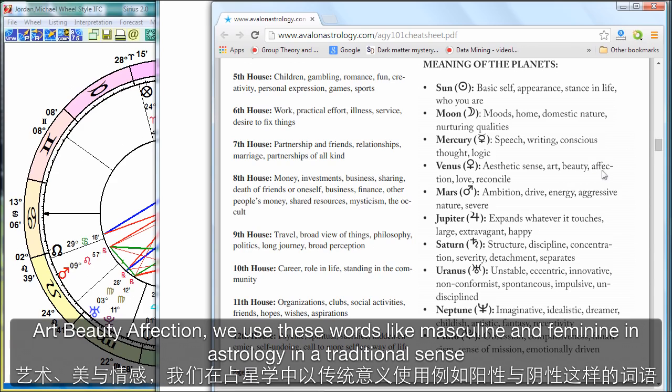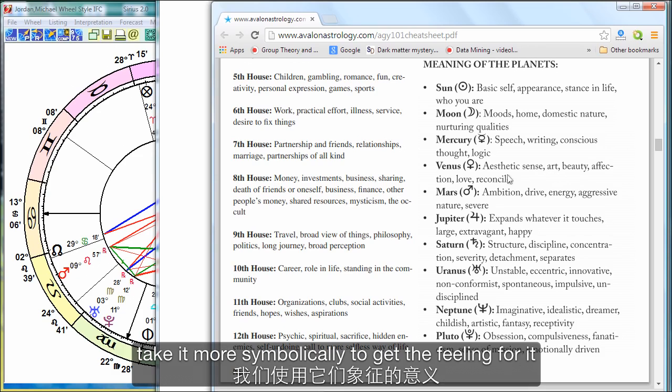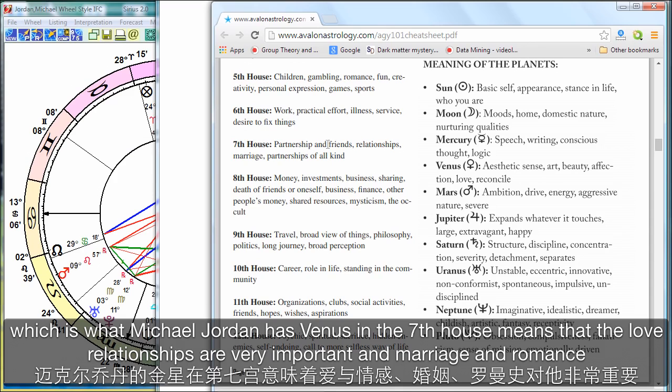Art, beauty, affection. We use these words like masculine and feminine in astrology in a traditional sense. Doesn't mean that all men are a certain way or all women are a certain way. You just take it more symbolically to get the feeling for it. Okay, so Venus: art, beauty, affection, and love, often romantic love, in the 7th house of partnership and friends, which is what Michael Jordan has. Venus in the 7th house means that the love relationships are very important.